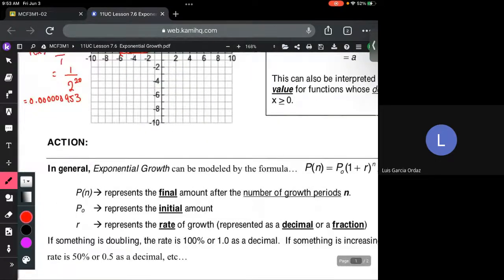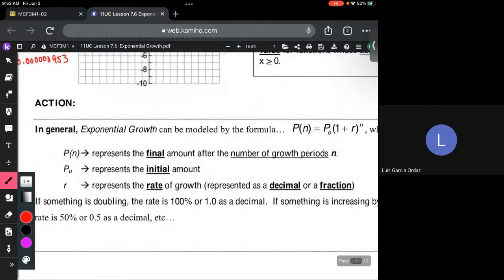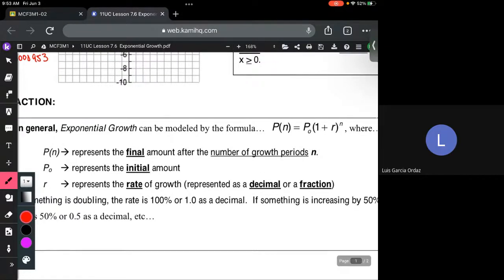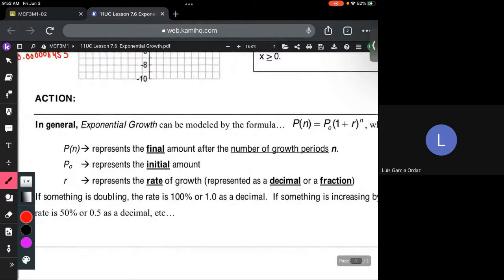So when we have exponential growth, it can be modeled by the following. P of n is equal to P0 times 1 plus r to the power of n, where Pn is the final amount. So that's just a fancy way of saying final amount. P0 is the initial amount. And r represents the rate of growth.